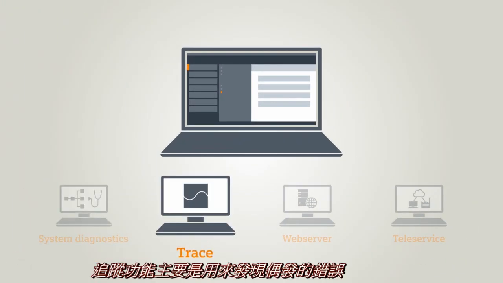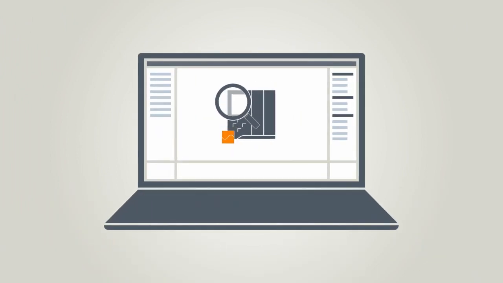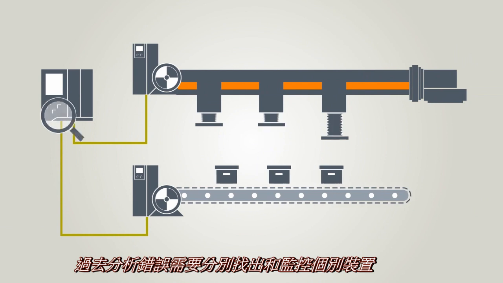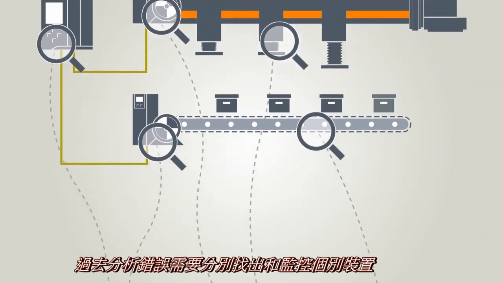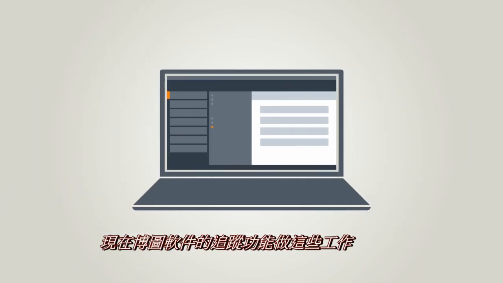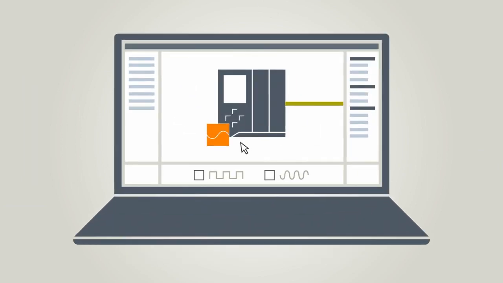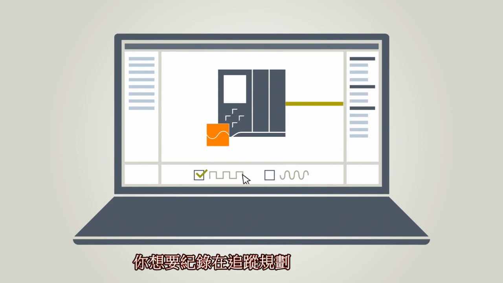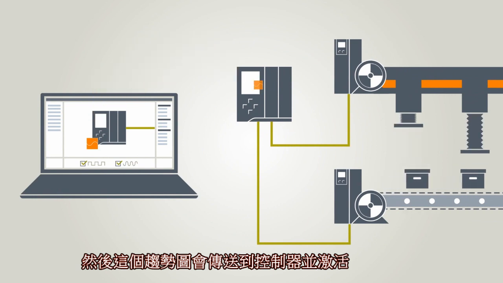The trace function is mainly used for localizing faults that occur sporadically. In the past, analyzing errors involved wiring and monitoring each individual device separately. Now, the trace function does this task for you in the TIA portal. Simply specify the binary and analog variables of the device that you want to record in the trace configuration. The trace is then transferred to the controller and activated.